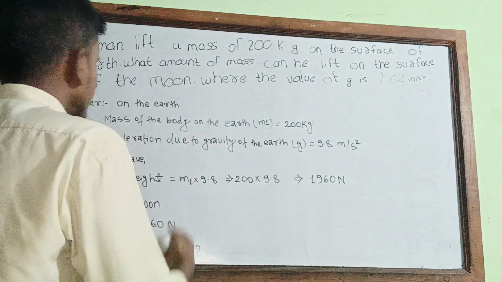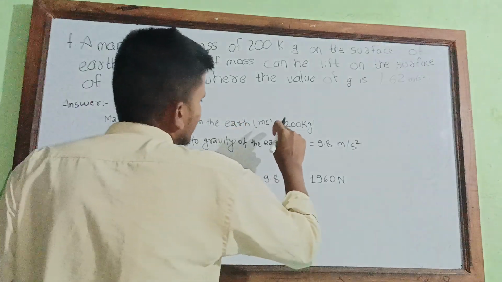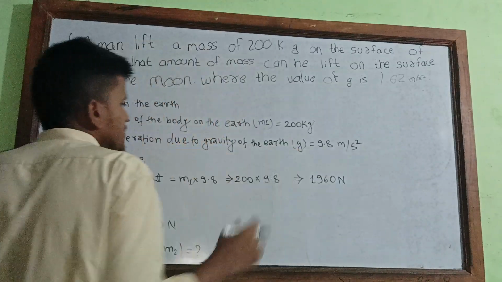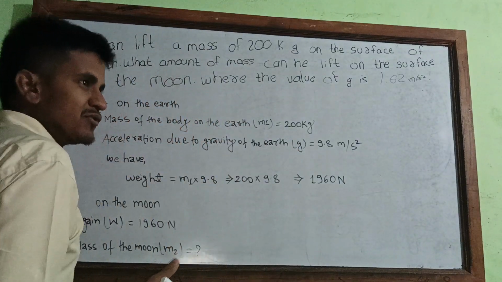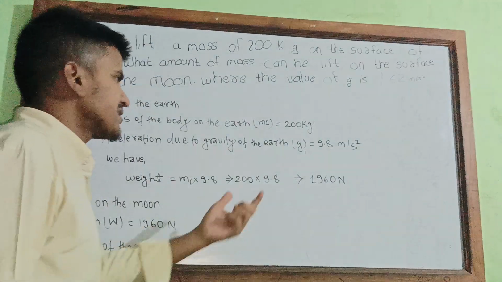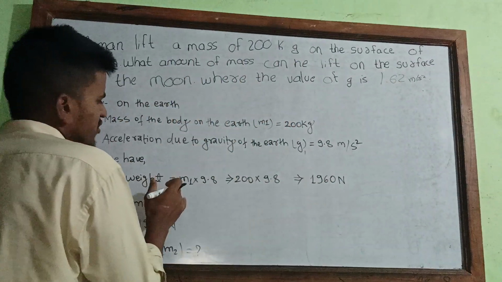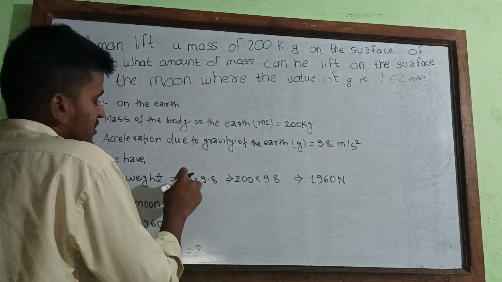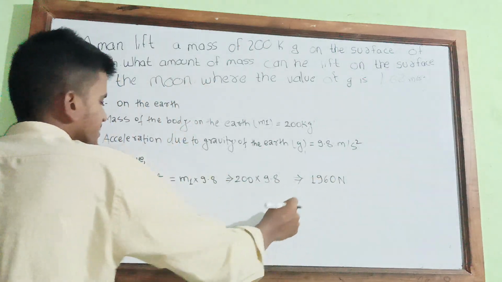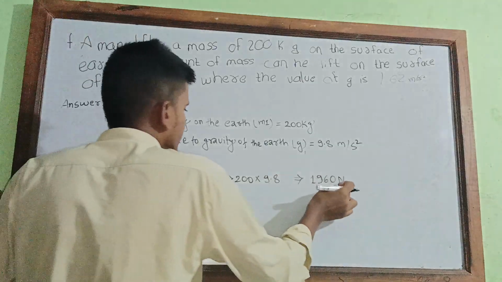So see here, on the earth, the mass of the body we consider as m1. So m1 is 200 kg. Acceleration due to gravity of the earth, g, which we will consider as g1, is 9.8 meter per second square. This we know already. So we have weight equals mg. Now m1 into g1, 200 into 9.8, is 1960 Newton. We always know that the unit of weight is Newton.